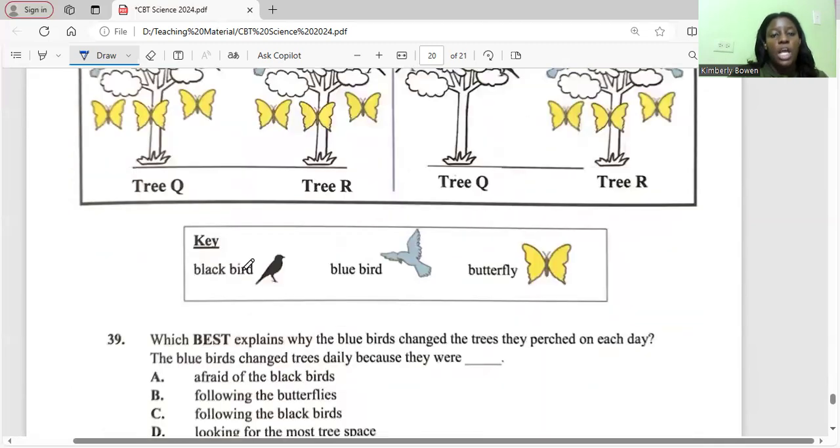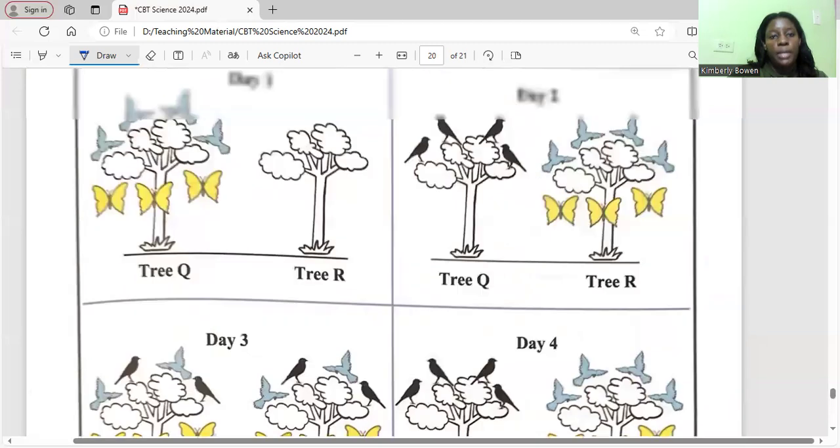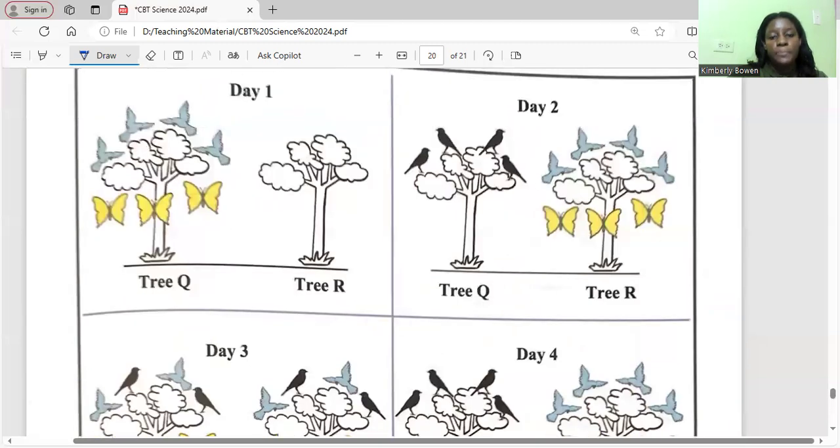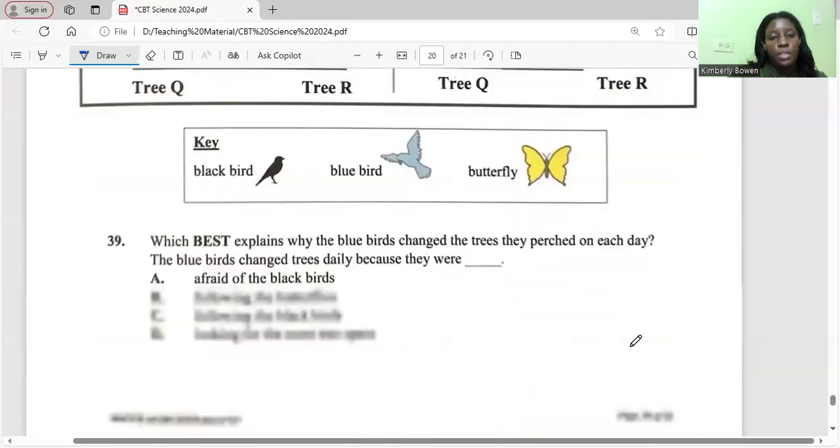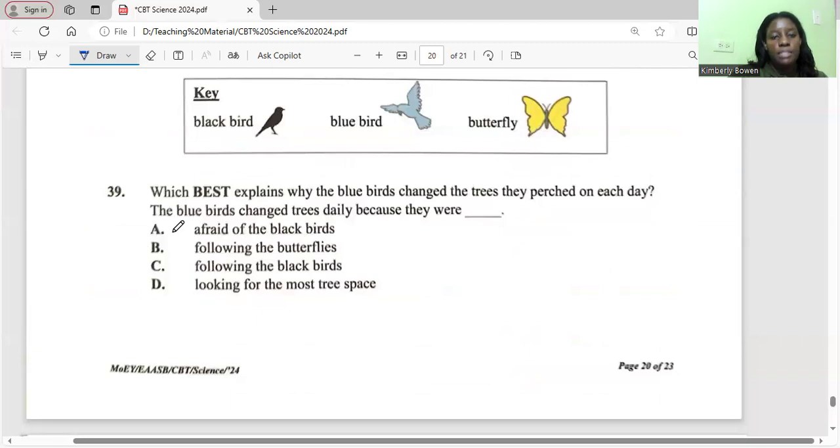So we have blackbird, bluebird, butterfly. Which best explains why the bluebirds changed the trees they perched on each day? The bluebirds changed the trees daily because they were afraid of the blackbirds. No, even when there were no blackbirds, because here no blackbirds were on tree Q, they were following the butterflies. This is my answer. Following the blackbirds, no, it's not correct for A, and it's not going to be correct for B because they're not on the trees where the blackbirds are.